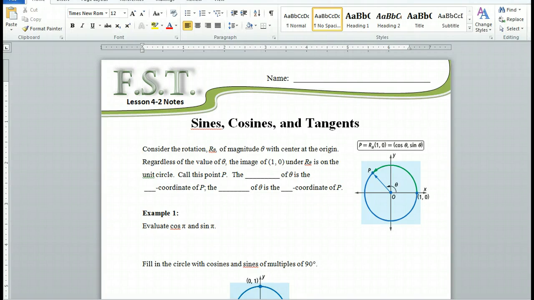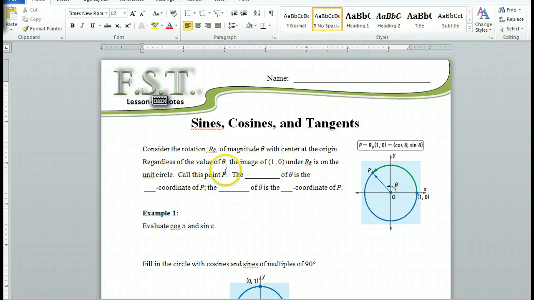Okay, so today we are doing sines, cosines, and tangents. We're looking at the unit circle. And we'll start off now with this. So consider the rotation R sub theta, magnitude of theta, with the center at the origin. So here we have theta, that's the amount of the angle right there.